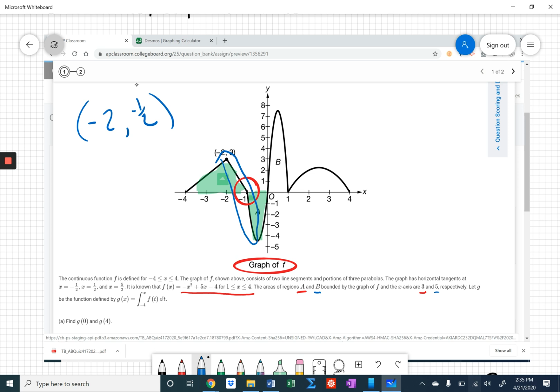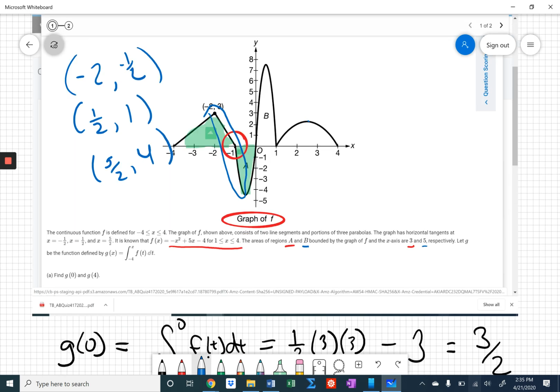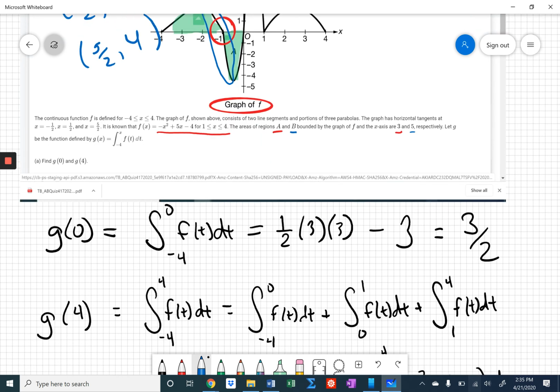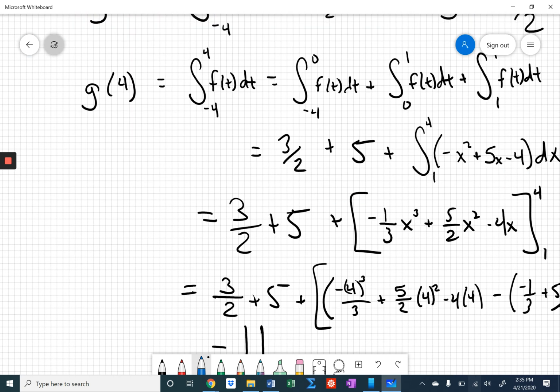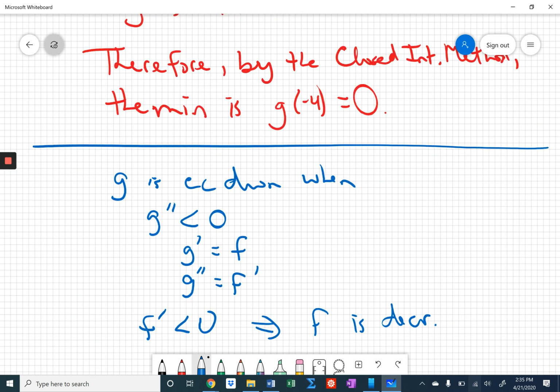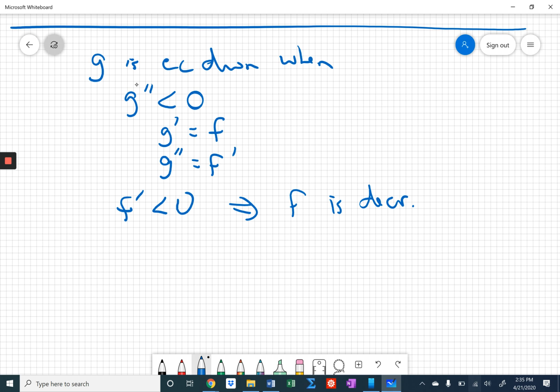1/2 to 1, that's an interval where it's decreasing. And then we said 5/2 to 4, that's another interval where the graph is decreasing. This graph is going down. That means the derivative of G is decreasing, which means that G is going to be concave downward. So at that point, you just got to write it up as a sentence, which I'm going to let you do just to keep this video a little bit shorter.